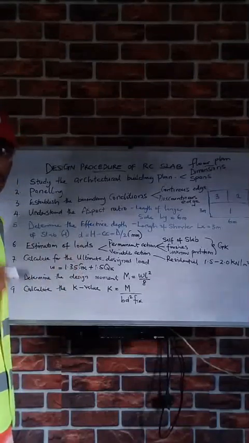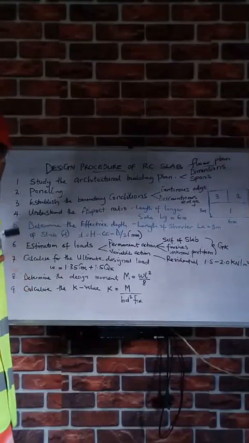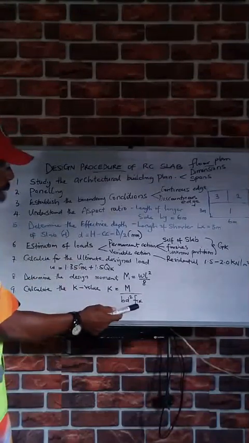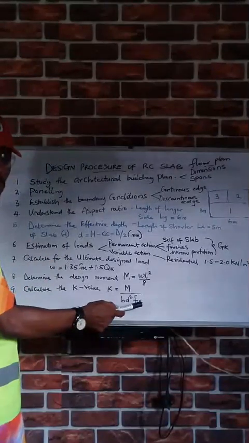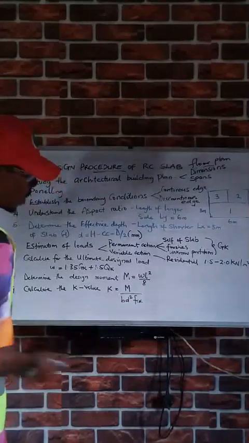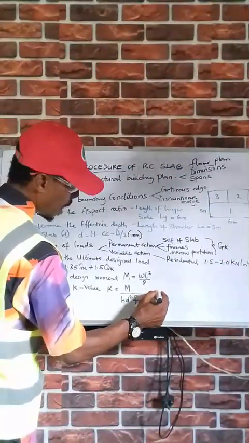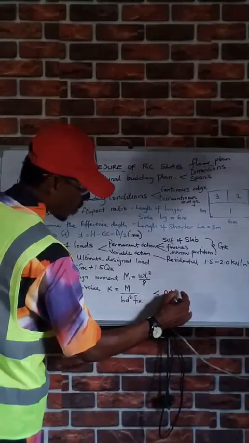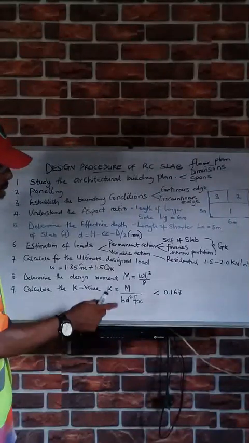Then the FCK, like I said, is the characteristic strength of concrete. So before you design, you must have come up with a certain strength of concrete for the slab. If it is 20 Newton per millimeter square, you substitute 20 for FCK. If it is 25, you substitute 25. Once you have done that and you calculate, whatever you have as your K should be less than 0.167.